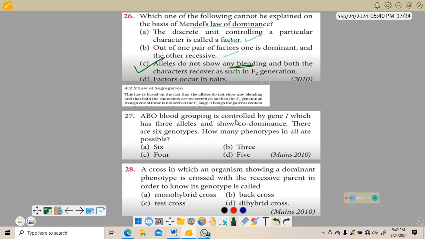Okay, next, ABO blood grouping is controlled by gene I, which has 3 alleles and shows codominance. There are 6 genotypes. How many phenotypes are possible? Phenotypes, again, this is 4: A, B, AB and O. Okay, next is a cross in which an organism showing dominant phenotype is crossed with a recessive parent in order to know the genotype. So this is the NCERT line, to know the genotype. That is test cross.